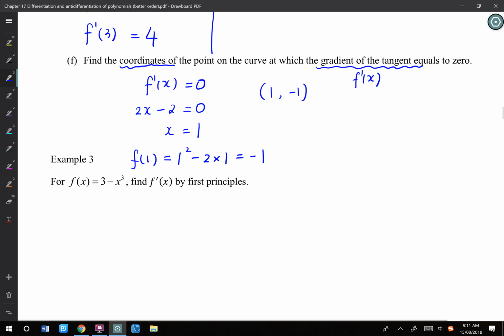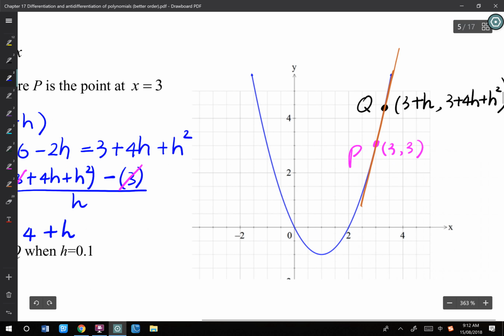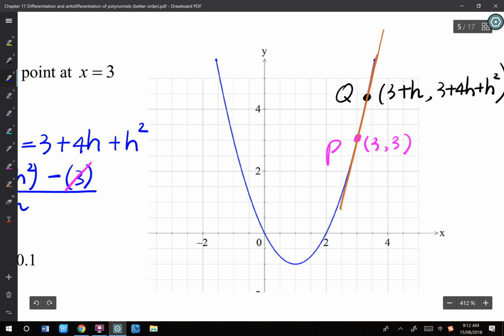So let's have a look. What is the point 1, negative 1 on the graph? Just want to give you a bit of an idea for later study. x equals 1 is here. So is this the turning point? Can you see 1, negative 1 is this turning point? What's the gradient at this turning point like? Like the tangent line, what kind of line do you have?